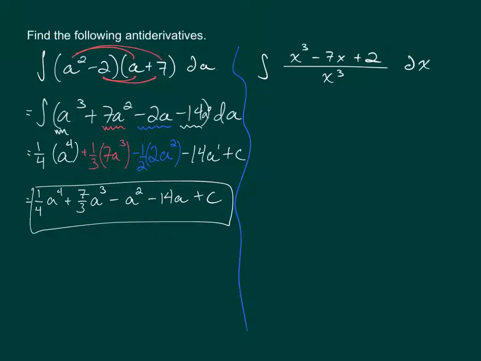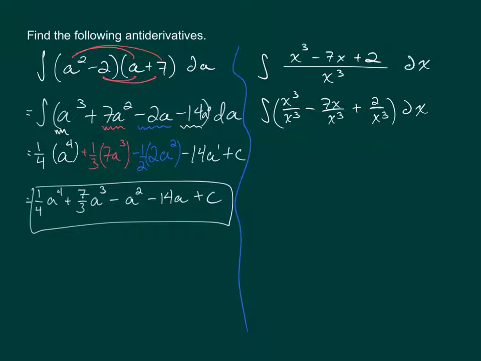In this right example, we cannot use a power rule yet because we don't have separated terms like we did over here in this example. But we can get separated terms if we take the denominator and divide each term of the numerator by it separately, so that it'll look something like this. The antiderivative of x cubed over x cubed minus 7x over x cubed plus 2 over x cubed, all with respect to x.